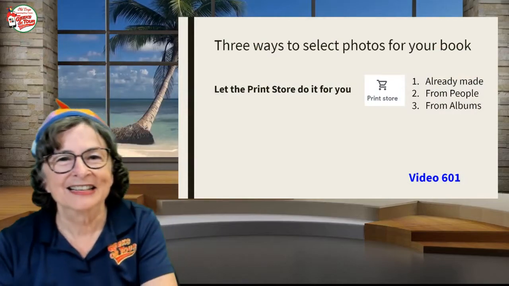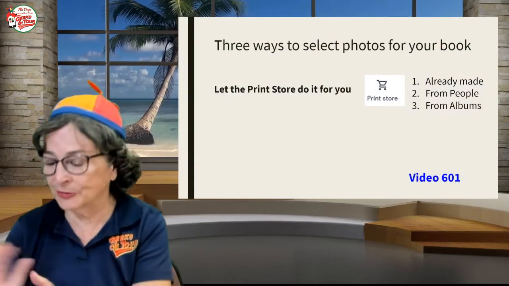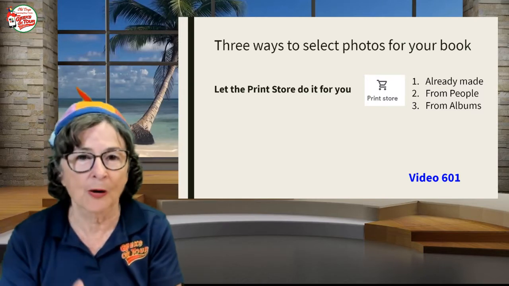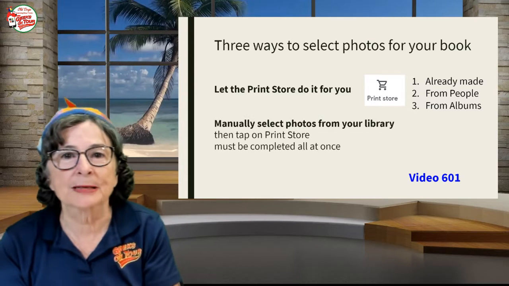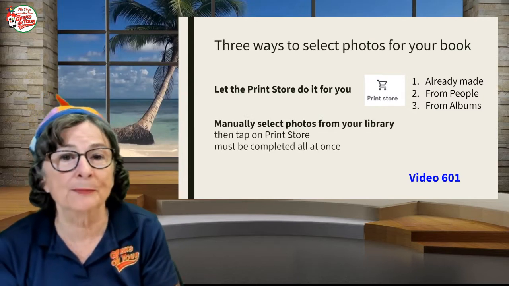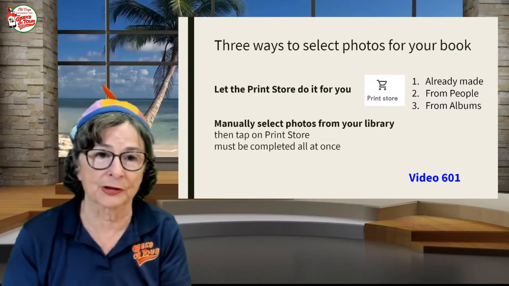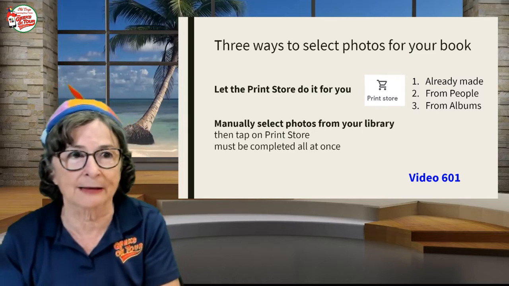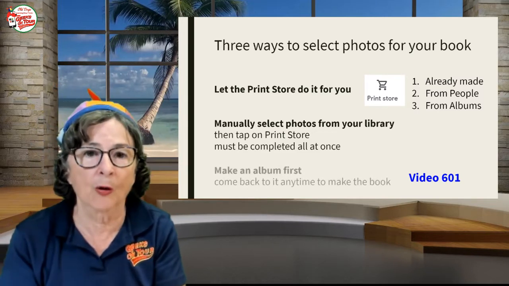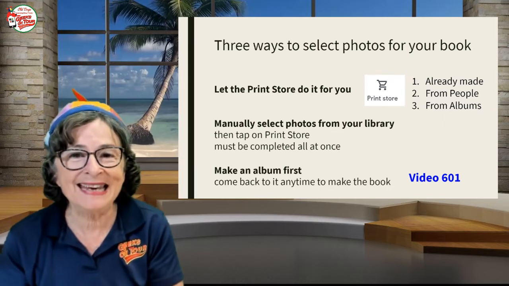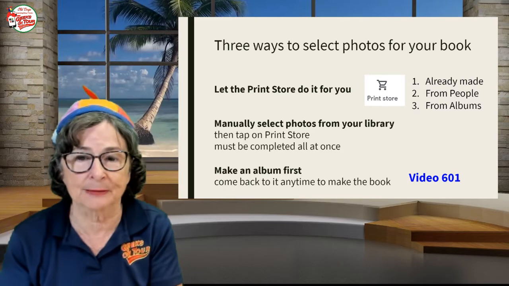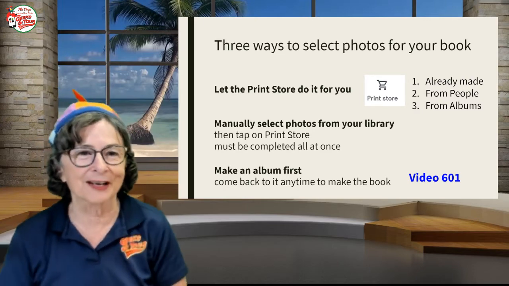All right. So let the print store do it for you. That's what I just demonstrated. You can just boom, boom, boom. It's all done. Or you can manually select photos from your library, then tap on print store. But you have to do it all in one process. You can't go back and rework it then. Or the last one is to make an album first, and then you can come back to it any time to make the book. And now I have a video.